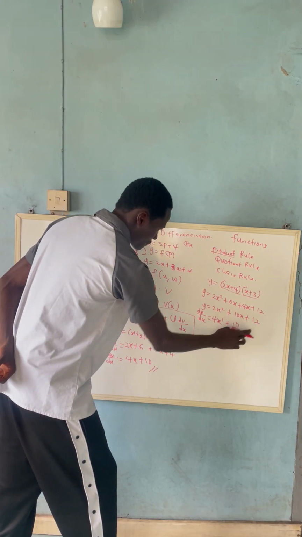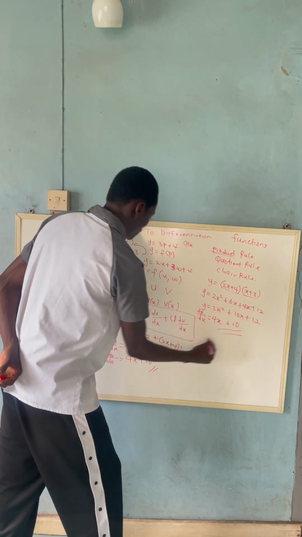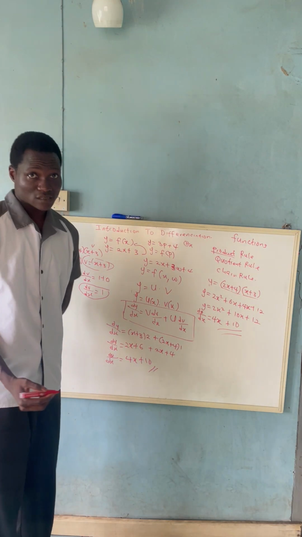So let's not do that. What's our final answer now? Our final answer is 4x plus 10. 4x plus 10. Both answers are the same.